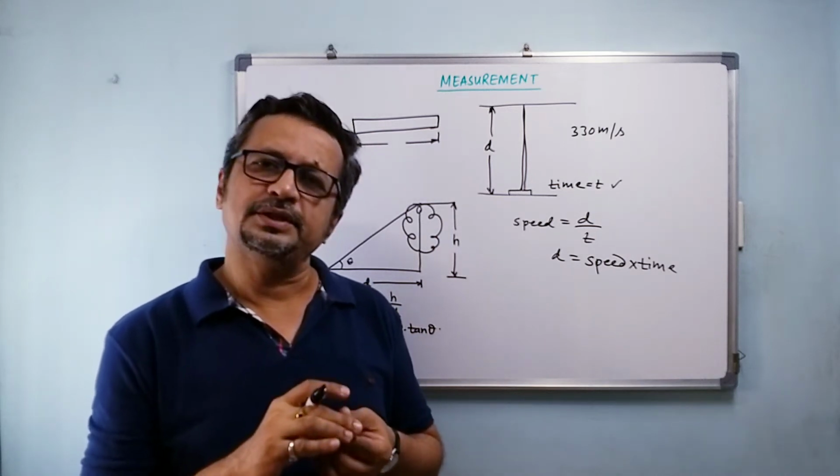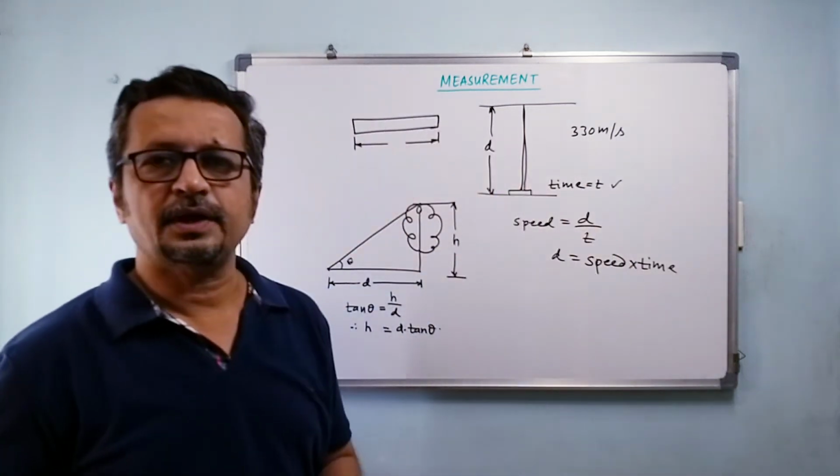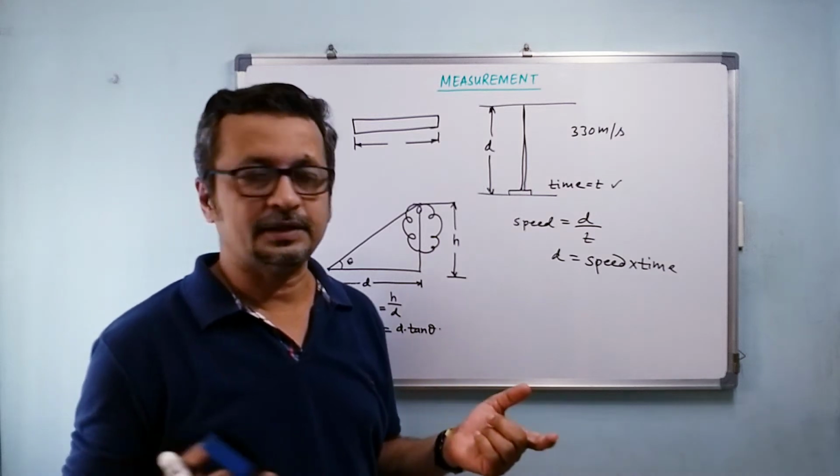What about measuring the distance between Earth and a planet, correct? Is it possible? Yes, people do that, physicists do that. How do they do that?